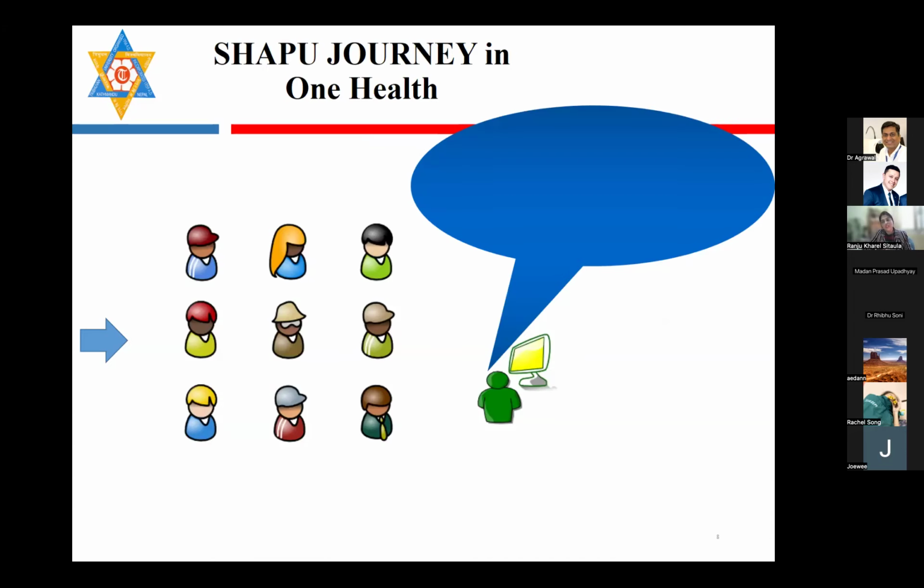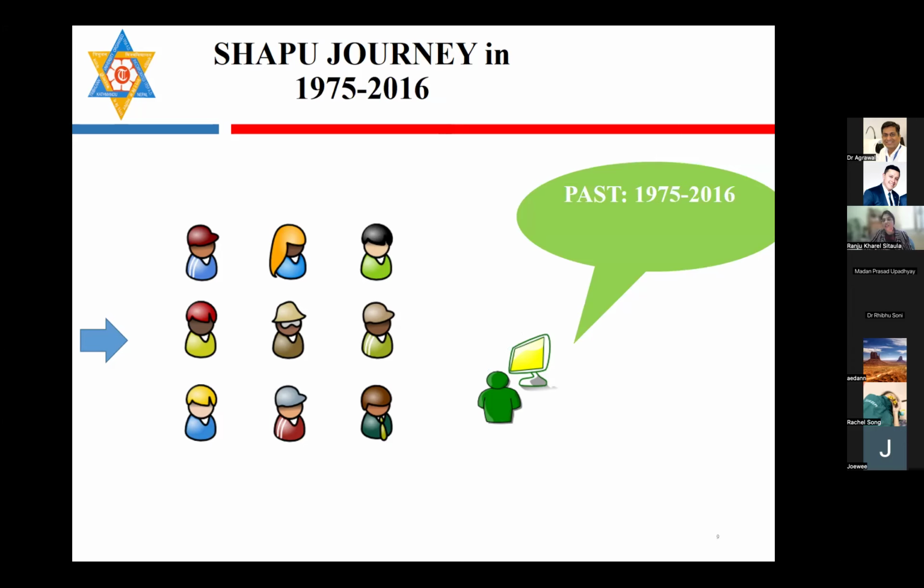Now, in our today's topic, where we are talking about One Health in SHAPU, I'll be describing the presentation in two parts: the past and the present situation, where we took the journey towards One Health. In the past, I'll be talking about the journey from 1975 to 2016, and in the present from 2017 onwards till date. So let's move on to the past for the time being. That past journey was the longest journey of 41 years.